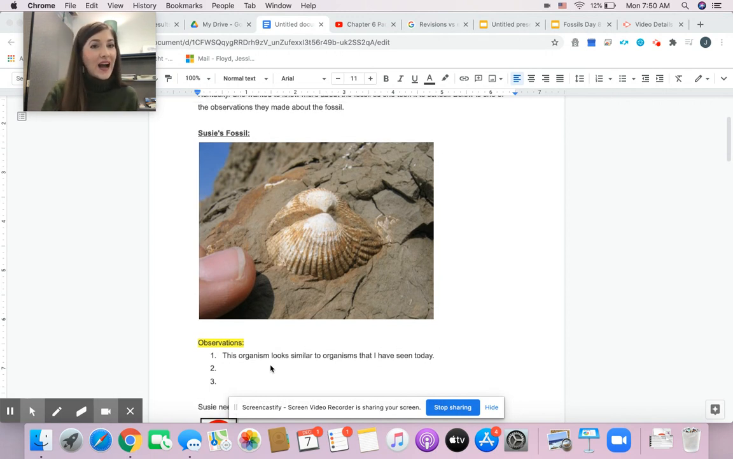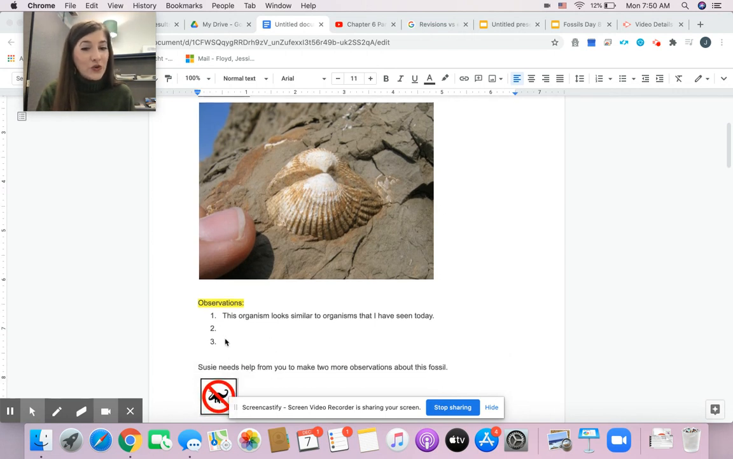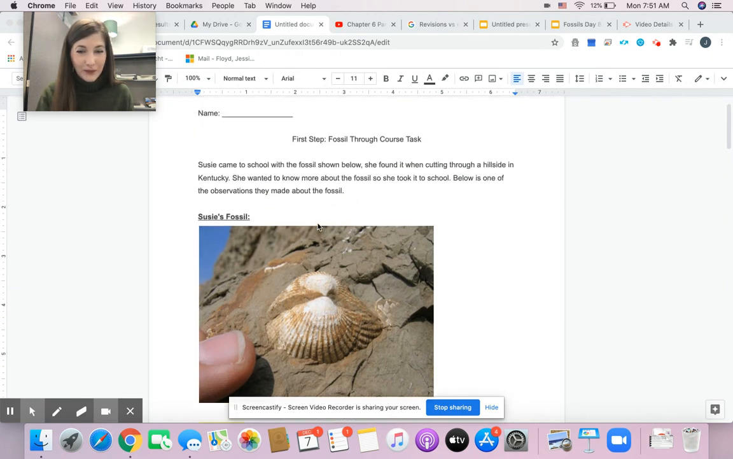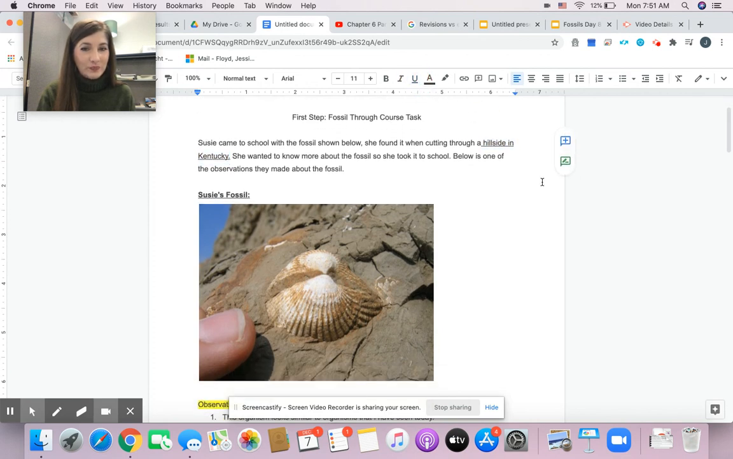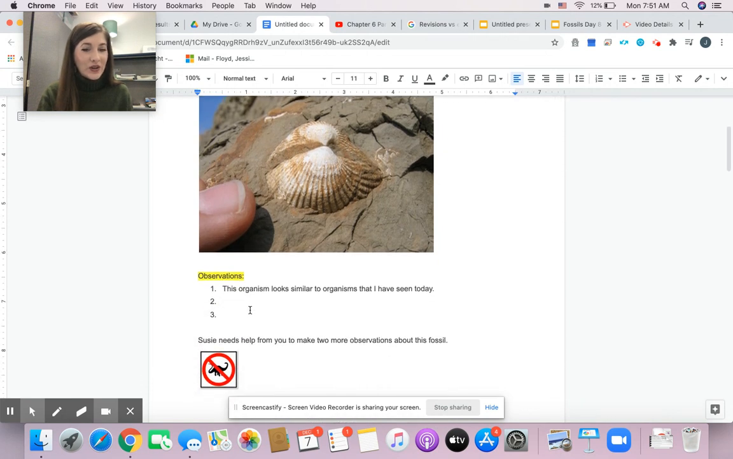Right here, I want you all to pause the video and then complete 2 more observations. In order to help you with this, I would suggest looking at the picture, and also this is probably a key phrase. I'm going to underline that for you all. So here's the time, pause the video, and then make 2 more observations.